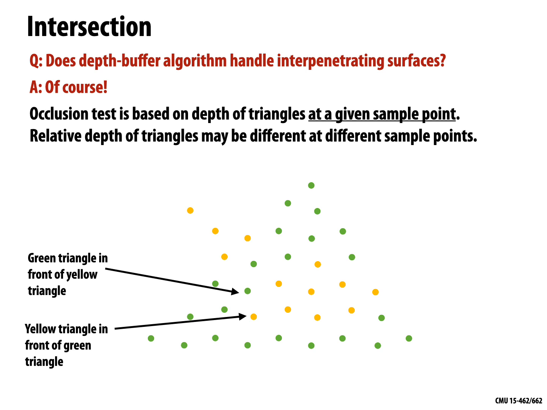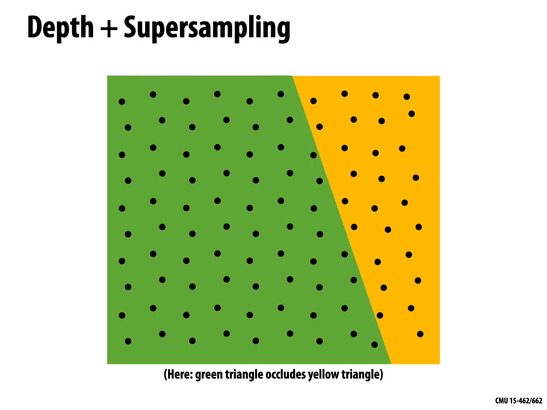All right. What about the interaction between depth buffering and supersampling? We talked before about using supersampling to reduce aliasing. So what do you think? If I try to apply depth buffering with supersampling, is this going to work? Am I going to get weird artifacts? Am I going to have to work a little harder to get better anti-aliasing? What do you think?